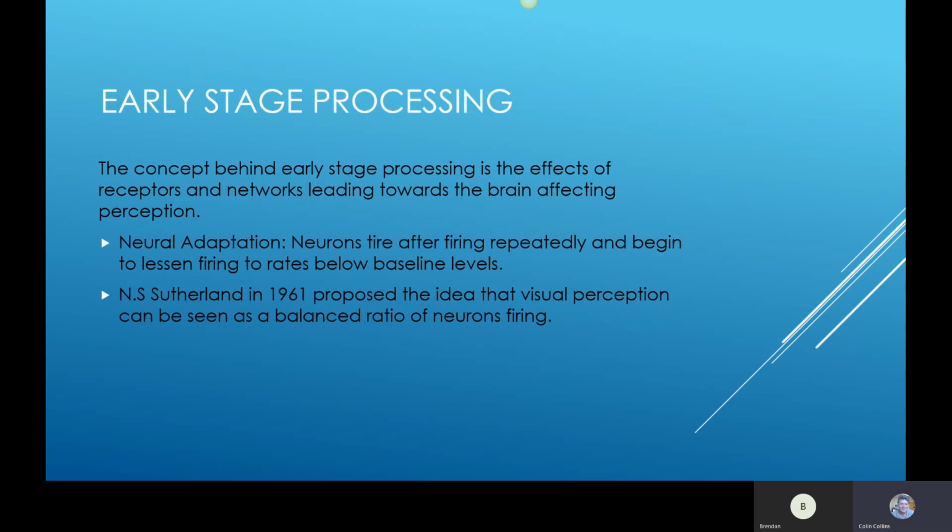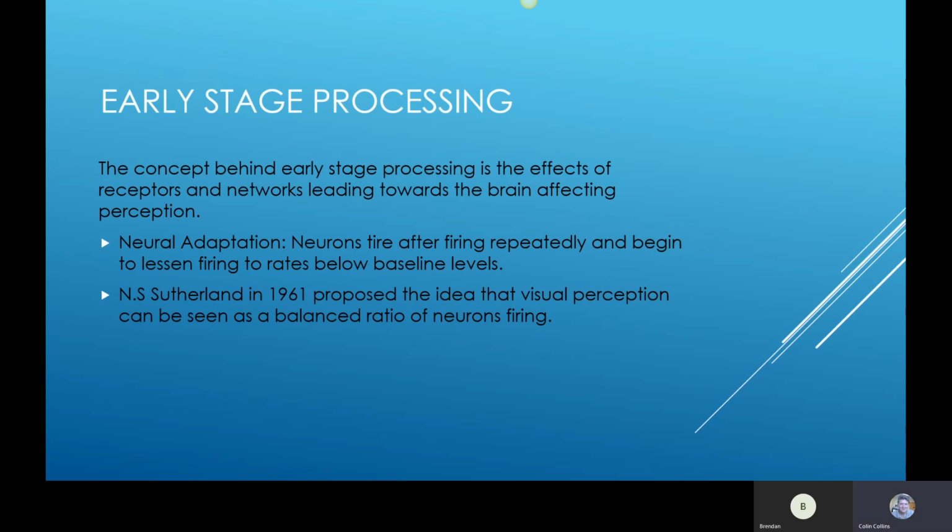Now, in 1961, N.S. Sutherland proposed the idea that visual perception be seen as a balanced ratio of neurons firing. So, if neural adaptation happens and there is a ratio in play when you're viewing the stationary stimulus, that means the tired neurons won't pull their weight and you'll be receiving more of an input from the fully functioning neurons that represent the opposite action.